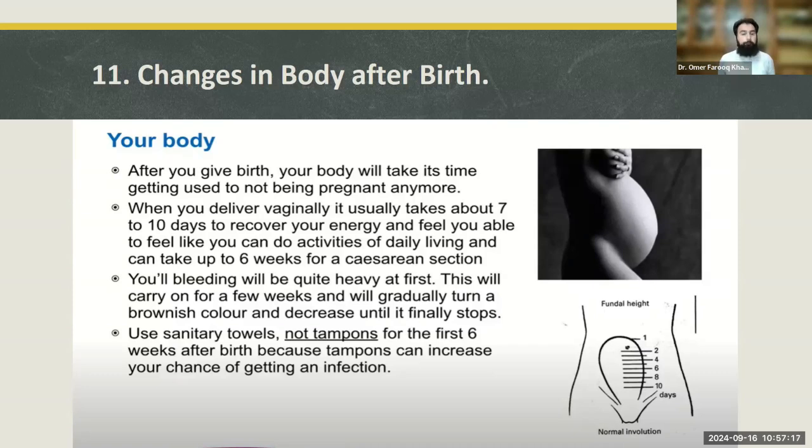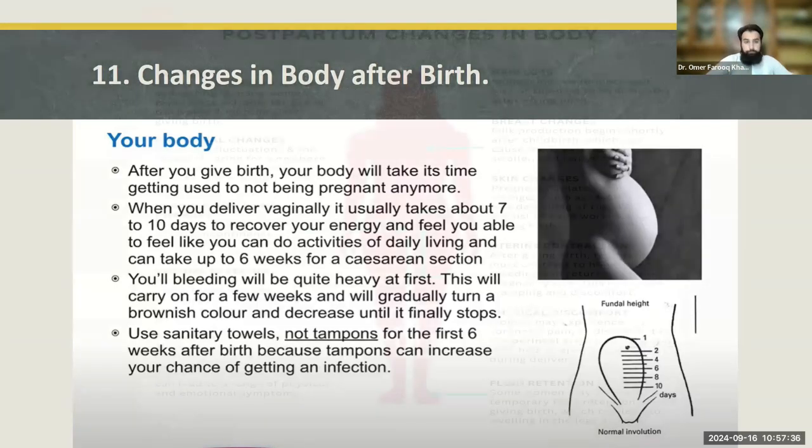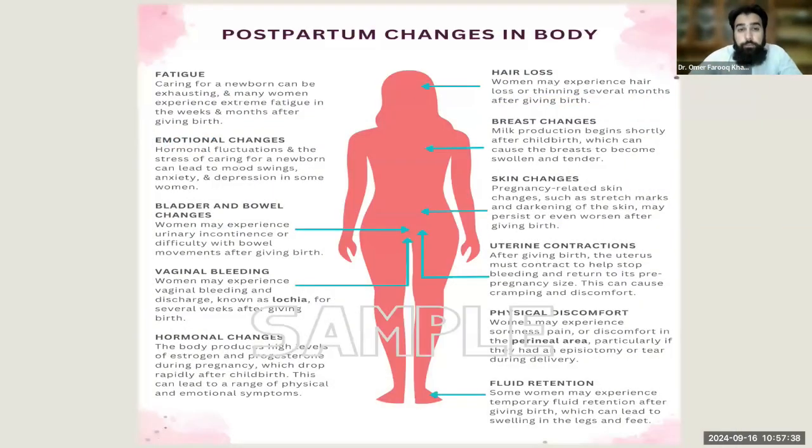You will be bleeding. It will be quite heavy at first. This will carry on for a few weeks and will gradually turn a brownish color and decrease until it finally stops. Use sanitary towels, not tampons, for the first 6 weeks after birth, because tampons can increase your chance of getting an infection. So, postpartum changes in the body should be taught to the woman. They should know that these kinds of changes will occur in their body as well, just like all other women.